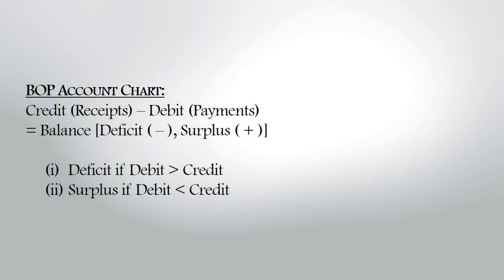BOP account chart. Credit, receipts, minus, debit, payments, equals balance: deficit, negative balance; surplus, positive balance. 1. Deficit, if debit is more than credit. 2. Surplus, if debit is less than credit.